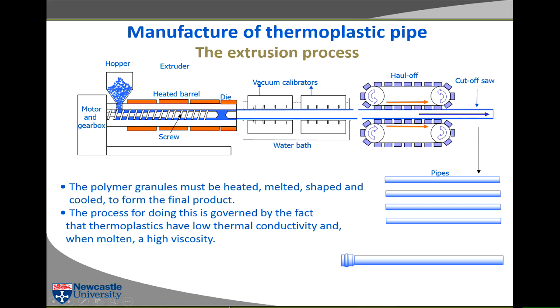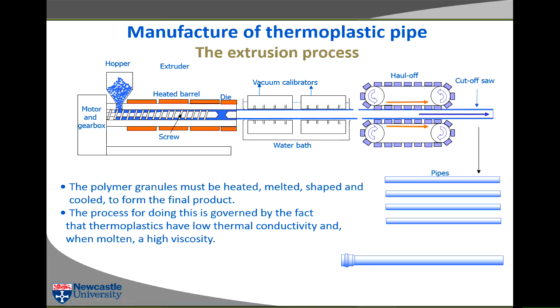So in summary about extrusion, the polymer granules must be heated, melted, shaped and cooled to form the final product. And the process for doing this is governed by the fact that thermoplastics have low thermal conductivity and, when molten, a high viscosity. So that's the process.